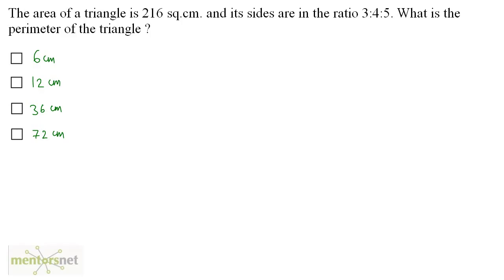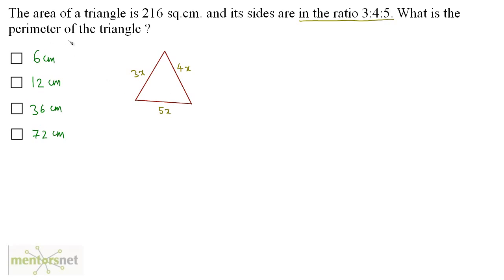The area of a triangle is 216 square centimeter and its sides are in the ratio 3:4:5. What is the perimeter of the triangle? Now the sides are in the ratio of 3:4:5. So I can write the sides as 3x, 4x and 5x respectively, x being the constant.